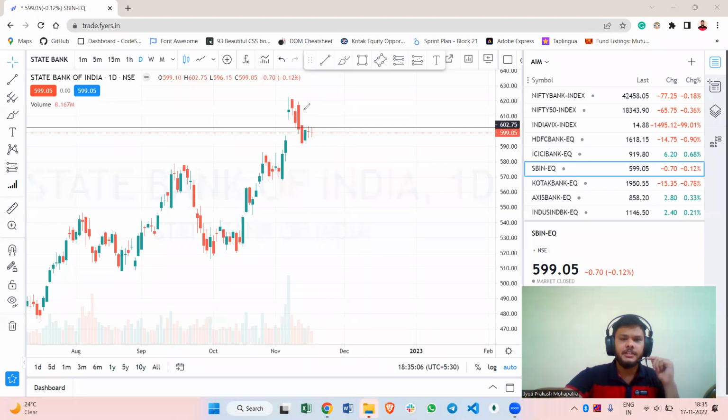And for any buying, it needs to open flat, or it needs to close above round level 600, then if it continuously goes up and it closes above 604, then you can exert some buying pressure here, and your target will be 610. Now let's look into Kotak Bank.